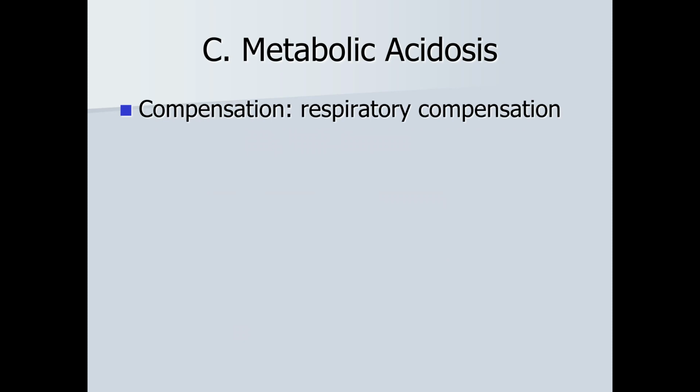Compensation, what do we do? Respiratory compensation, okay. What respiratory compensation do we want to do? We are in acidosis, so we would want to breathe faster. We'd want to blow off CO2, because CO2 plus water makes carbonic acid, and that splits into the hydrogen ion and the bicarbonate ion. If we blow off CO2, we have decreased CO2. That shifts the equation to the left, and we decrease the hydrogen ion concentration.